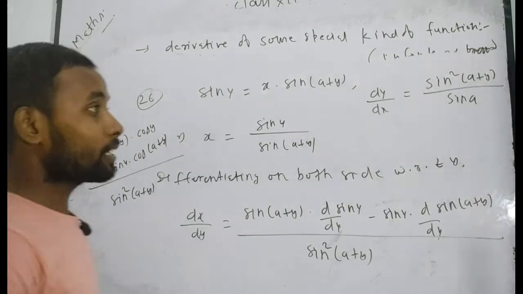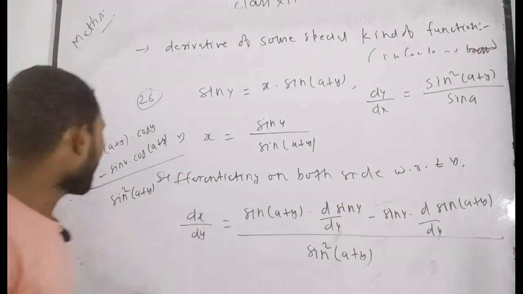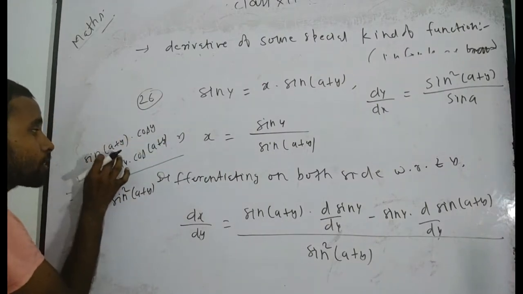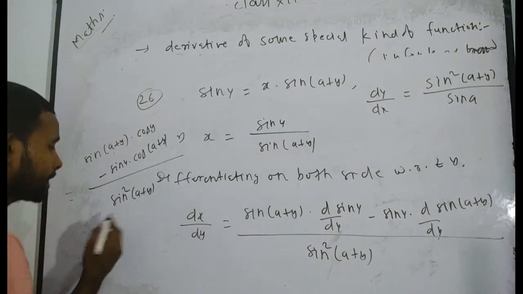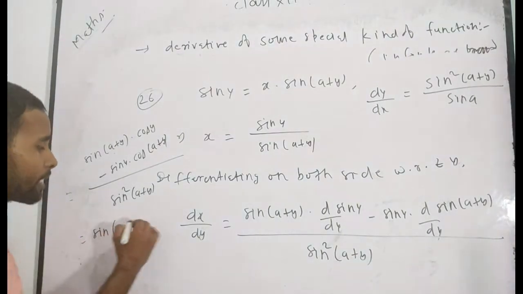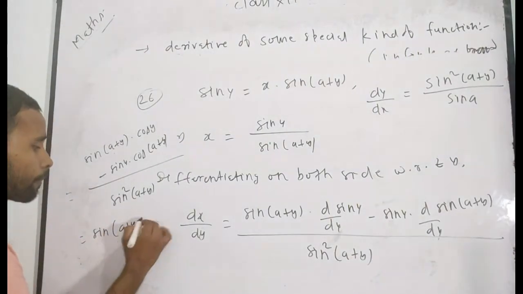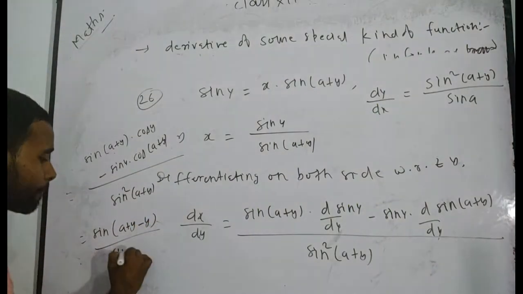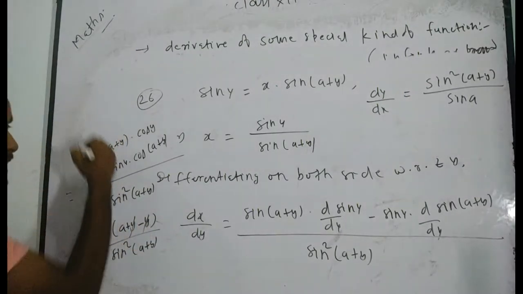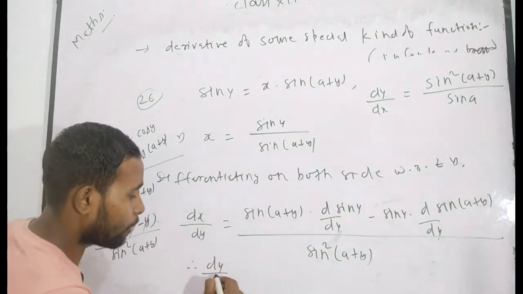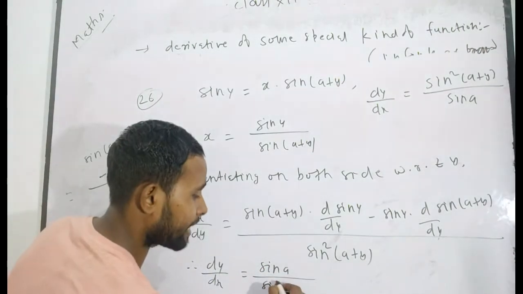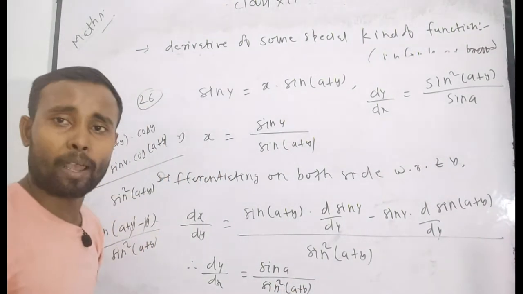Now if you see, you will definitely write something mixed here. Suppose this is a, this is b. In that case, it looks like sin a cos b plus cos a sin b. So completely it will be sin(a minus b). In place of a, there is a+y, and b is y, divided by sin square (a+y). Here y minus y cancel each other. Finally you will get dx/dy is equal to sin a divided by sin square (a+y).